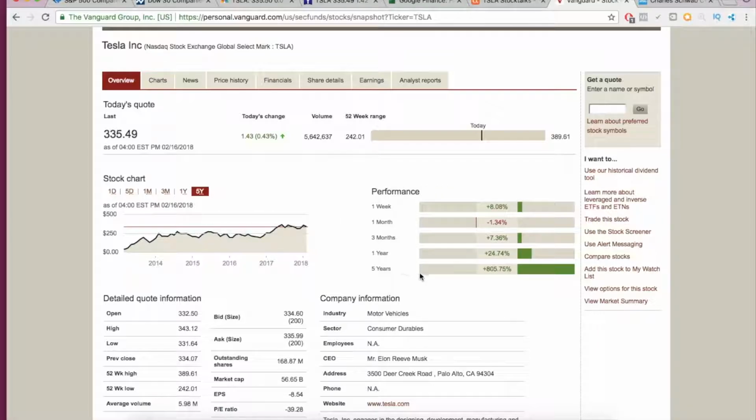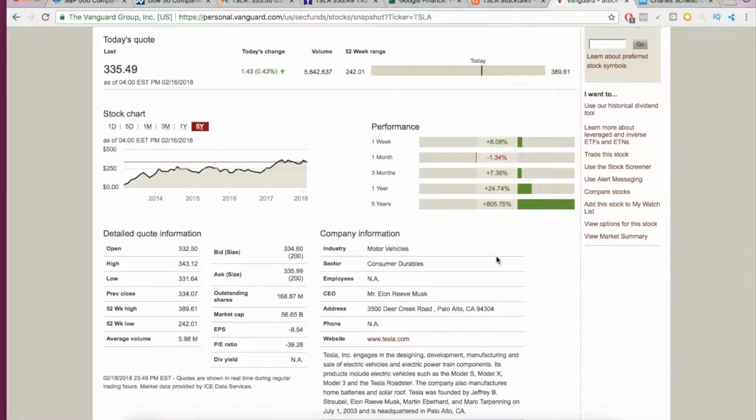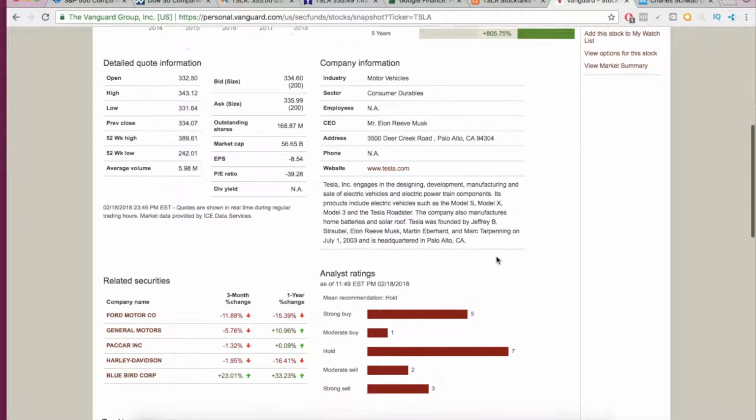They also have projections that they do in terms of prices. So for example, for Tesla here, you're going to see that they expect Tesla to perform positively within a week, but within a month there might be some setbacks. But then overall, the stock is set up to gain an 805.75% growth. So something for you to consider, analyze the numbers.